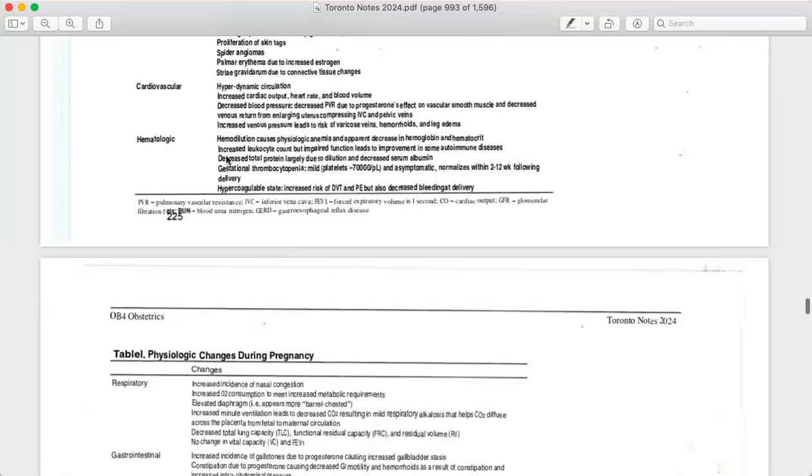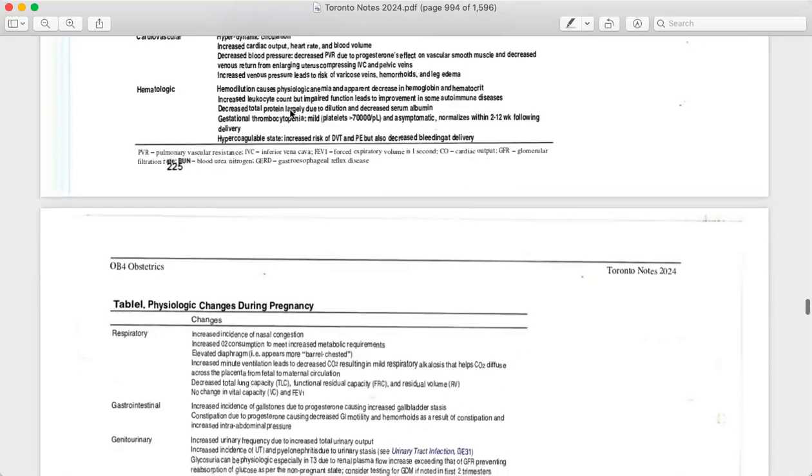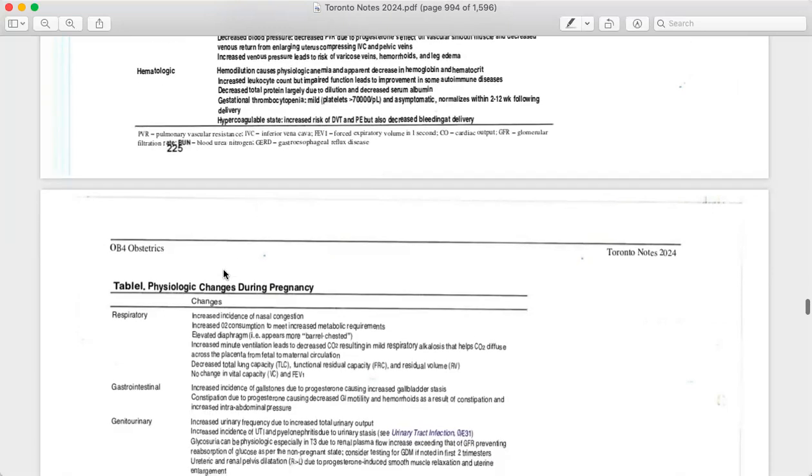Then coming to hematological, what you need to know is basically there is gestational thrombocytopenia, and how much is this platelets? More than 70,000. So that's why you need to know, because if you don't know that platelets are more than 70,000 in a pregnancy, you will think that there is a certain type of condition going on. That's why it's important to know the normal. Then hypercoagulable state, and then decreased total protein level and decreased albumin.